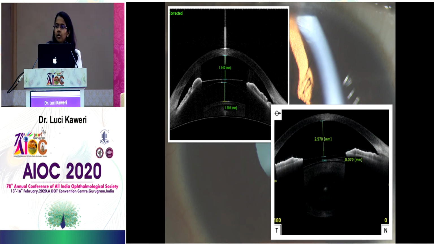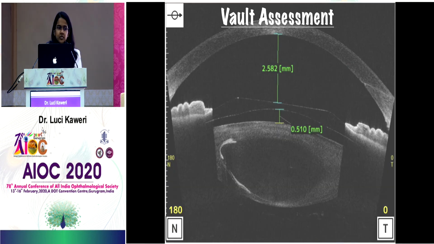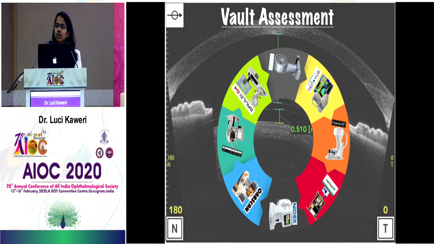Similar would be the thing for a very low vault, because in long-term follow-up, this would lead to cataract as we saw earlier. And the next important investigation that has to be done is probably the vault assessment. With the current generation, there is a plethora of devices available. It could be either anterior segment OCT, or one of the topographers which are based on Scheimpflug or OCT-based topographers, which would give you an objective value of the vault. However, slit lamp assessment still holds true as the best one to evaluate vault.